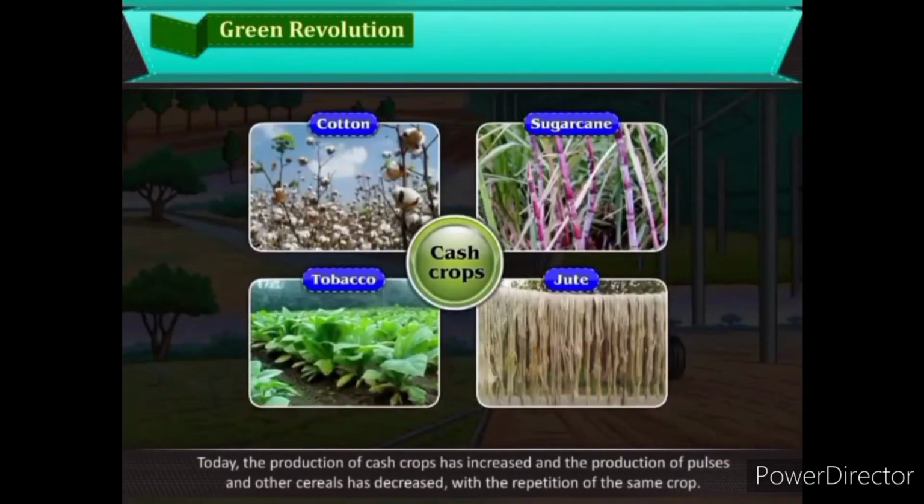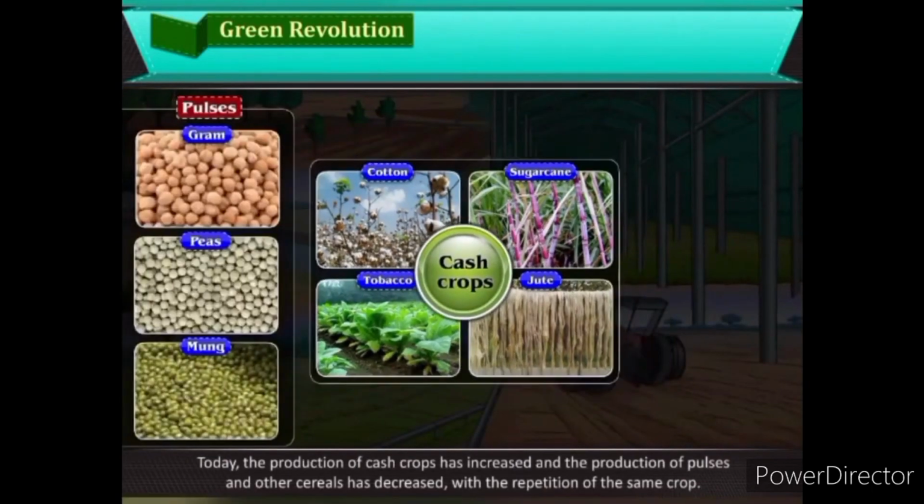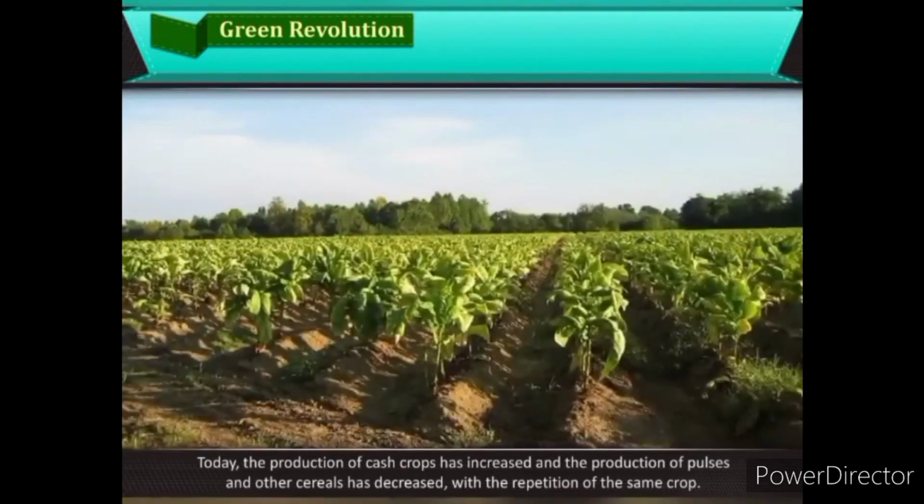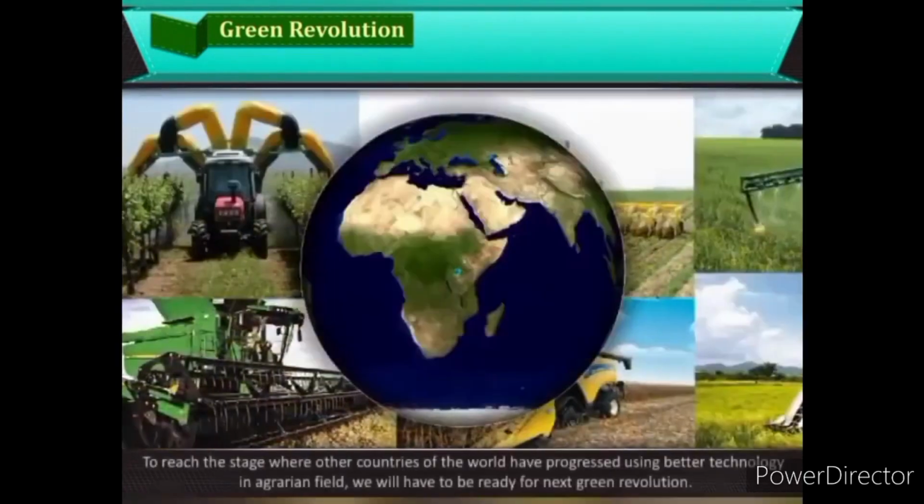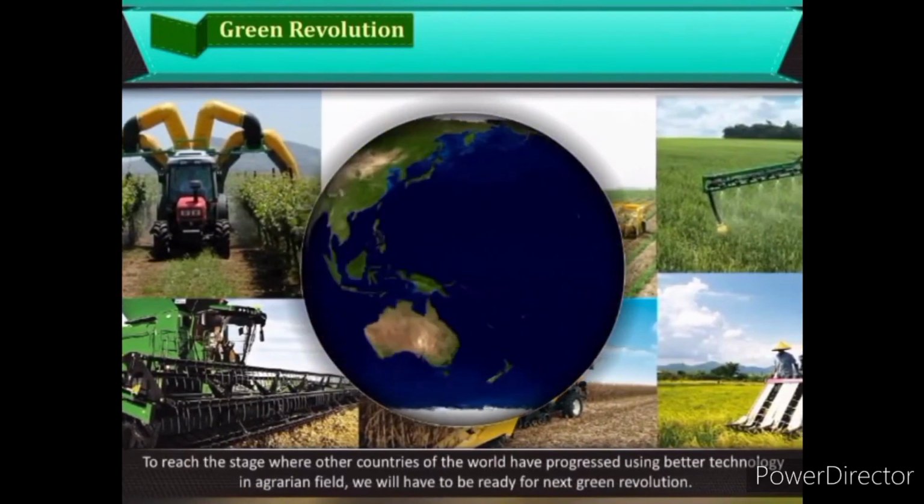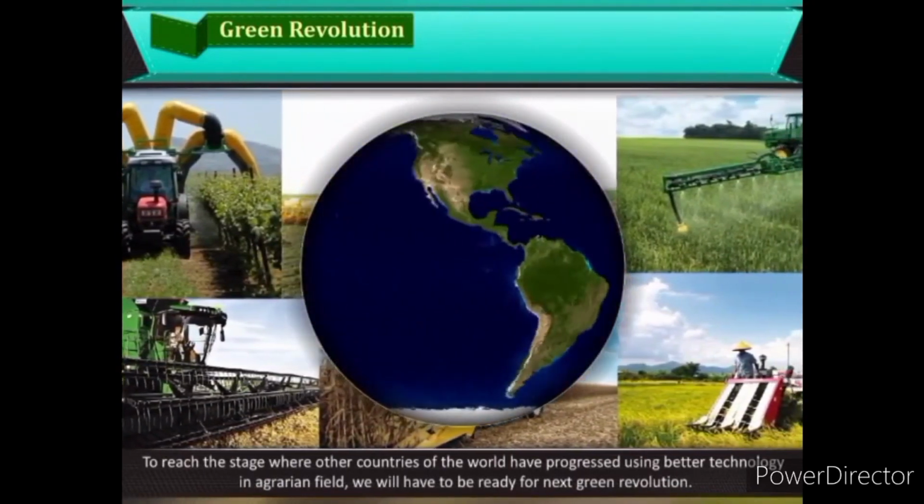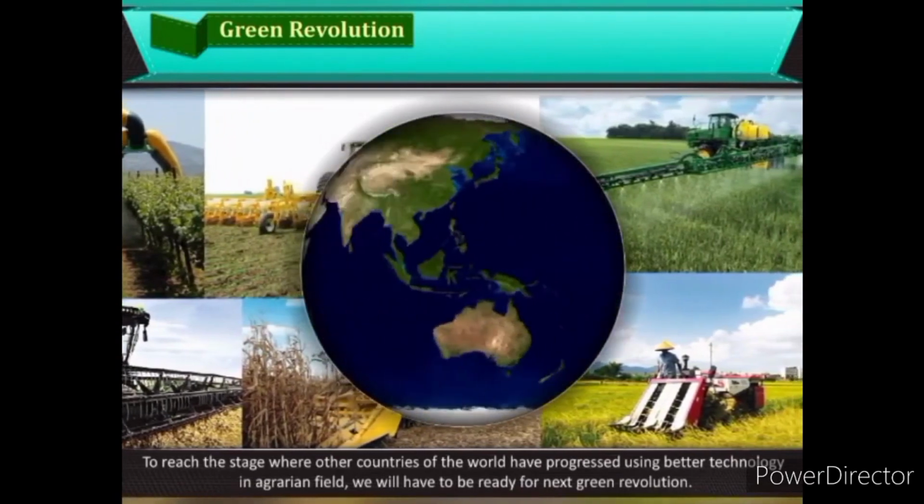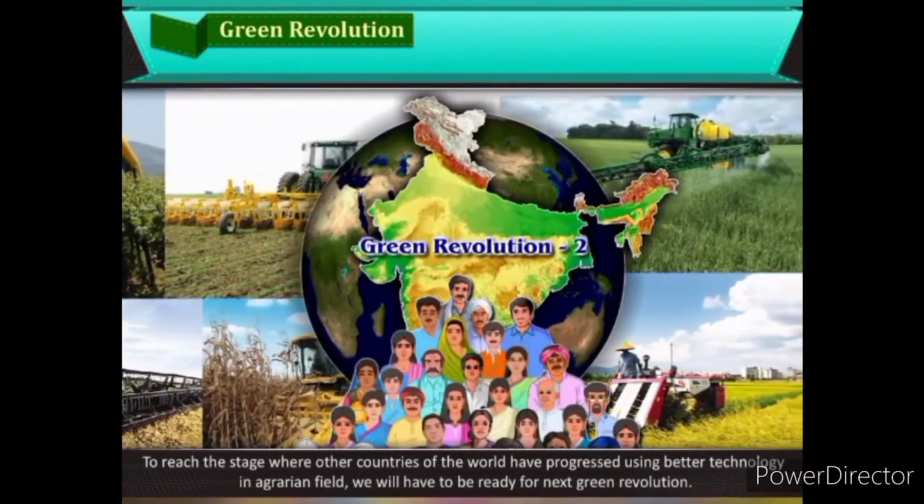Today, the production of cash crops has increased and the production of pulses and other cereals has decreased with the repetition of the same crop. To reach the stage where other countries of the world have progressed using better technology in the agrarian field, we will have to be ready for the next Green Revolution.